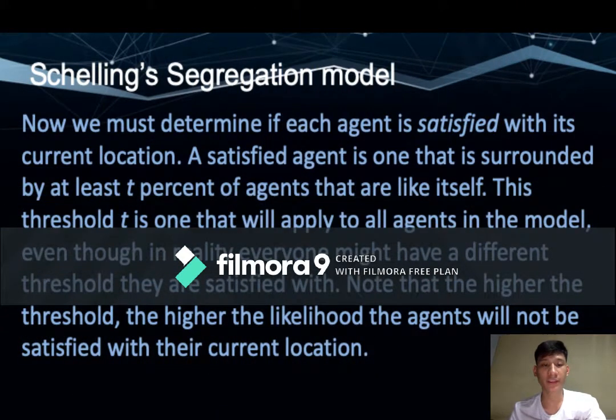Now, we must determine if each agent is satisfied with its current location. A satisfied agent is one that is surrounded by at least T% of agents that are like itself. This threshold T is one that will apply to all agents in the model, even though in reality, everyone might have a different threshold they are satisfied with. Note that the higher the threshold, the higher the likelihood the agents will not be satisfied with their current location.